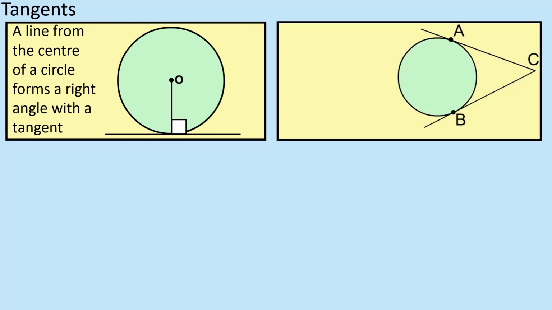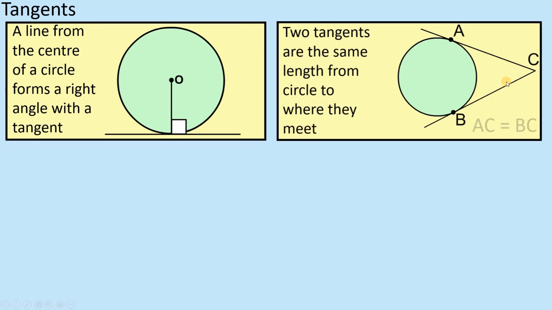The other rule is if you have two tangents, so you've got a tangent going across here and a tangent going across here, well, BC and AC are exactly the same length. So what it's actually forming is potentially some kind of shape which might involve either an isosceles triangle or similar triangles, essentially. So AC and BC are both the same length.